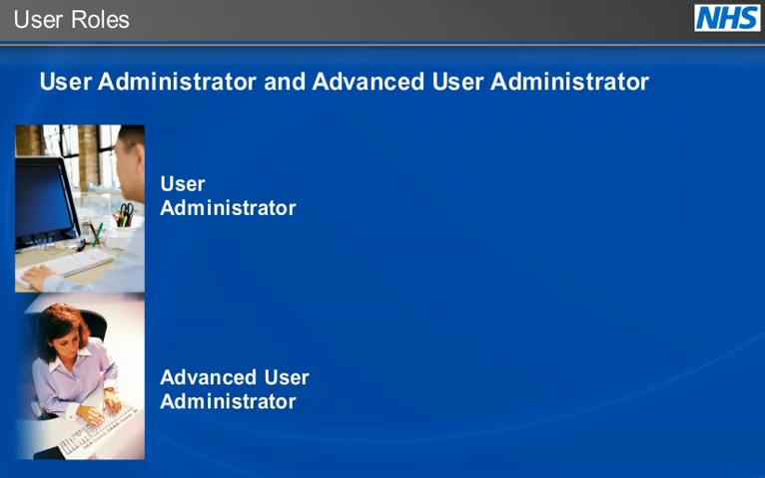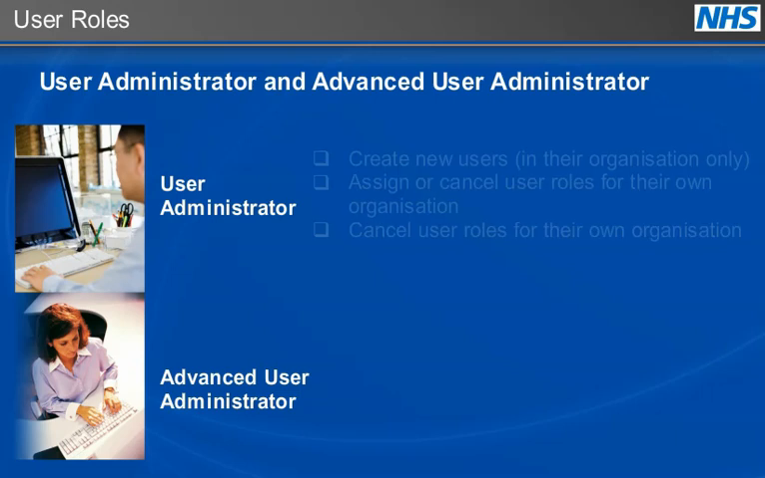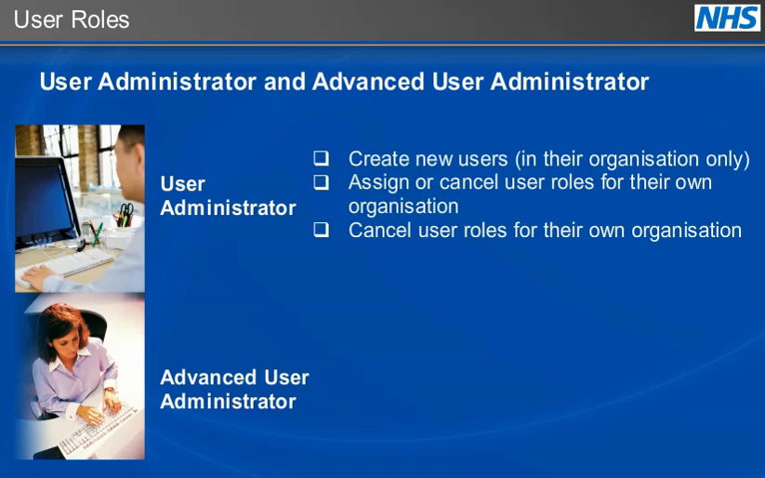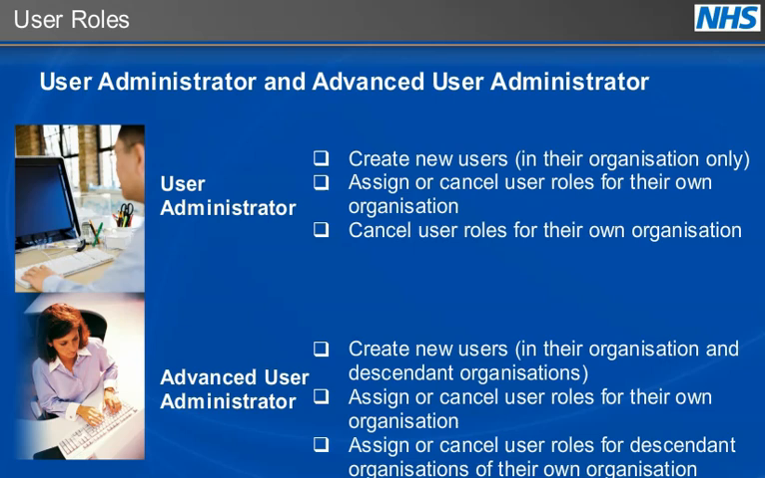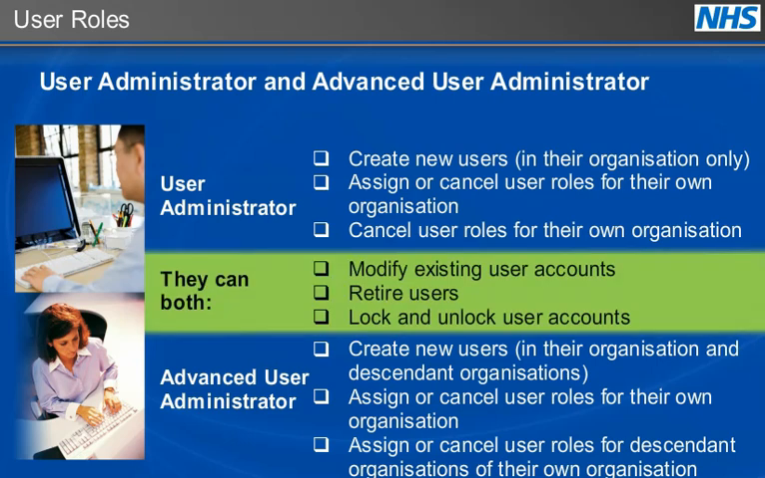There are two levels of administrators who set up and assign roles to other CQRS users, the user administrator and the advanced user administrator. A user administrator can create new users and assign or cancel all user roles within their own organization. An advanced user administrator can create new users, assign and cancel user roles within their own organization, as well as for any descendant organizations of their own organization. Both roles can modify existing user accounts, retire users, and lock and unlock user accounts. User and advanced user administrators can exist in all organizations.